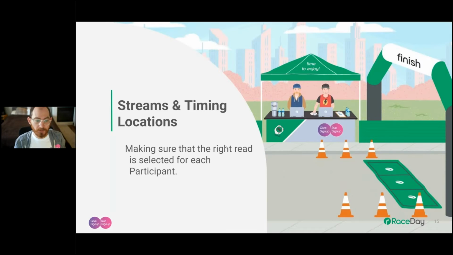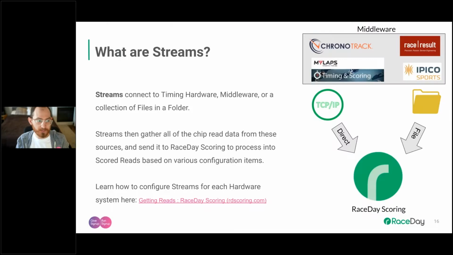Okay, so now let's talk a little bit about streams and timing locations. This is all about making sure that the right read is selected for each participant. So let's just talk through how this all works and all the different parts and pieces. So streams are a very important concept in RaceDay scoring. What they do is they connect to timing hardware, middleware, or a folder.